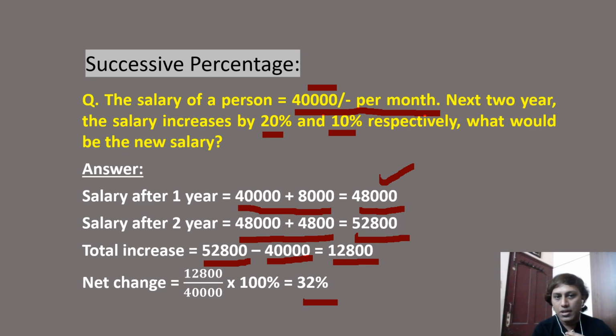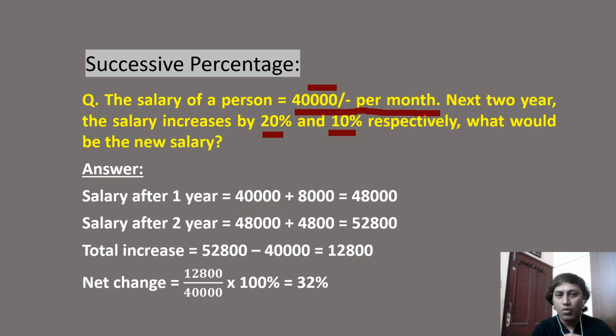That means instead of successive change of 20% and 10%, if the salary changes by 32% for 1 year, he will have the same salary, right? Yes. So over here we find out what is the effective salary, right, guys? So effective salary or effective percentage change after 1 year is how much? After 1 year it is 32%.